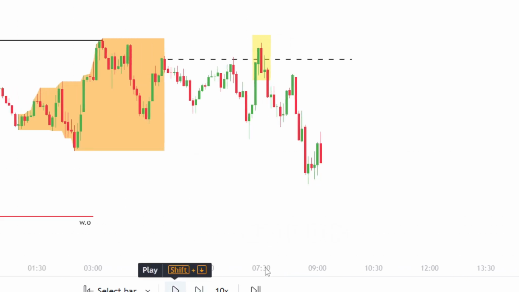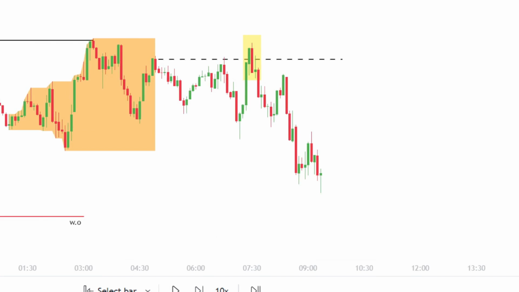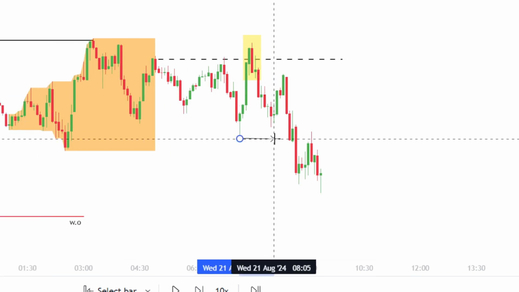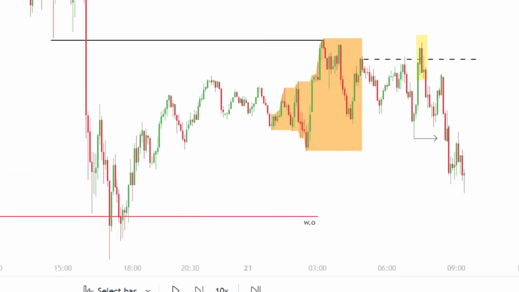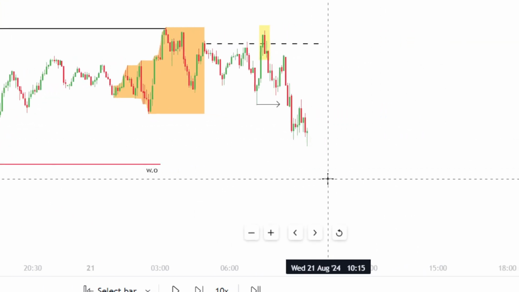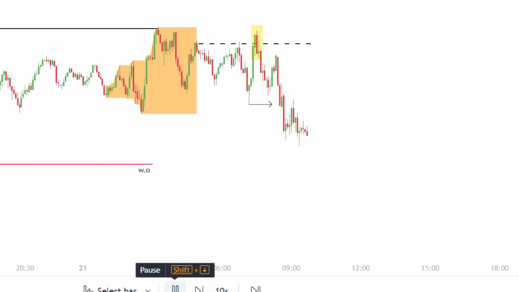I want to see price commit to the downside. And that's exactly what we get over here, right? So this is as mechanical as you can get. Accumulation, manipulation, and distribution, right? So when we look for a distribution, what we're looking essentially is to key off a premium-based fair value gap.